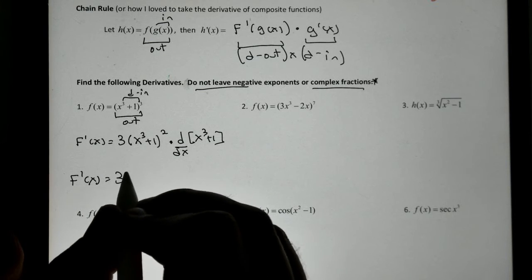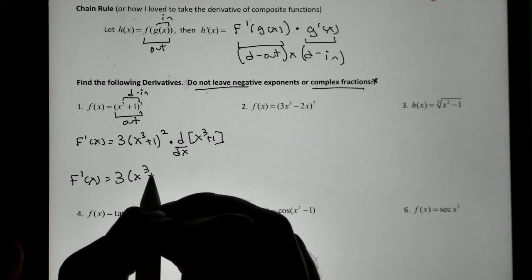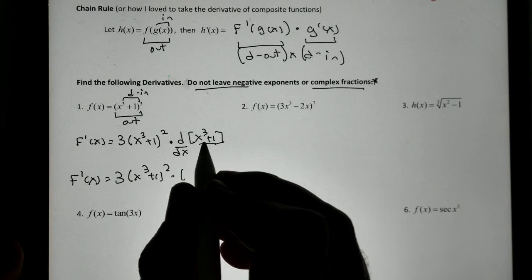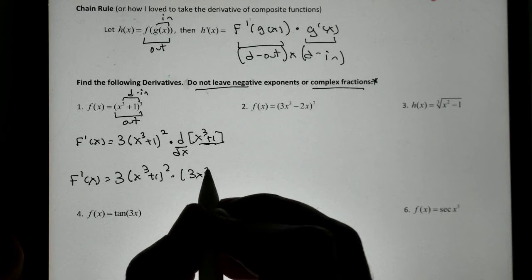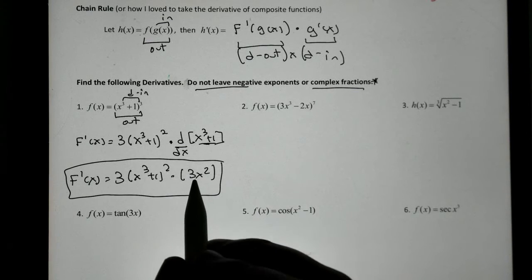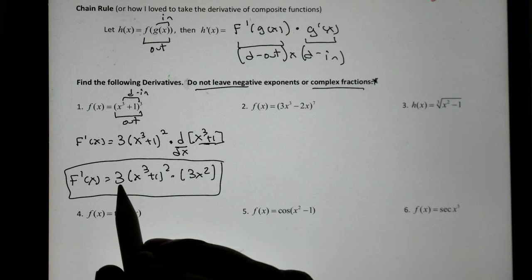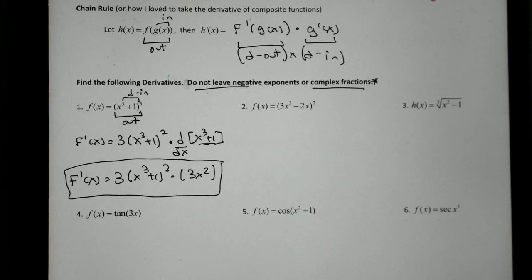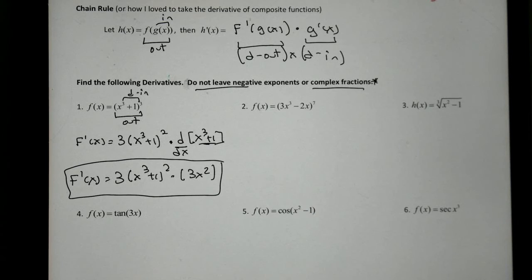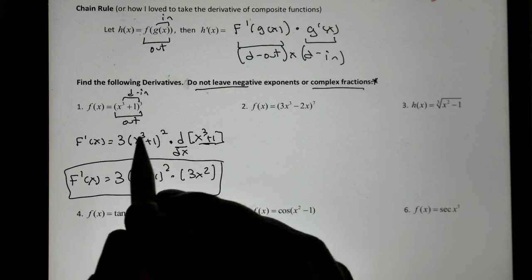This becomes 3(x cubed plus 1) squared times, and the derivative of the inside here is just 3x squared. And you leave it alone. You can simplify this if you like. For example, you can make this 9x squared on the outside there. And there's our derivative. We're never going to do this again, so I just want to show you that. So it's the derivative of the outside times the derivative of the inside.